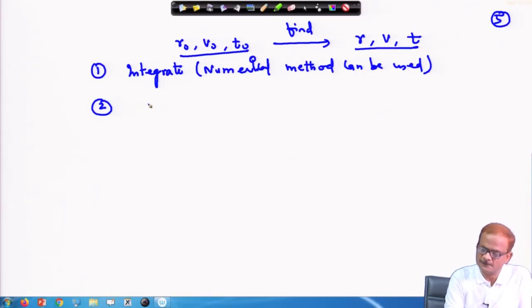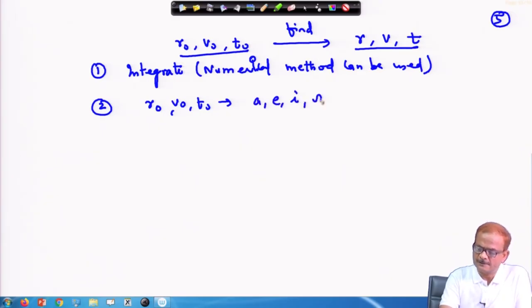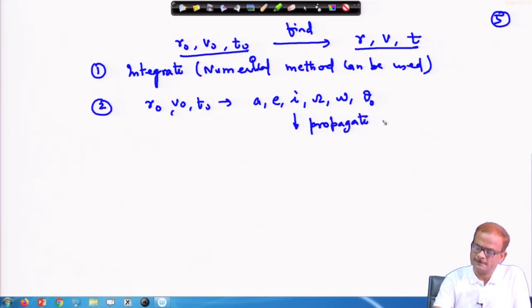The other way I have also stated: r 0, v 0, t 0 is converted first into a, e, i, capital omega, small omega and theta, the true anomaly, which I will write here as t 0, theta 0. And then propagate theta 0 to theta, so at time t.